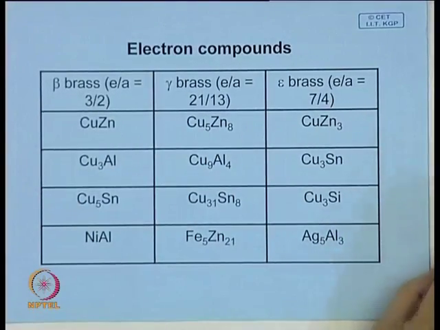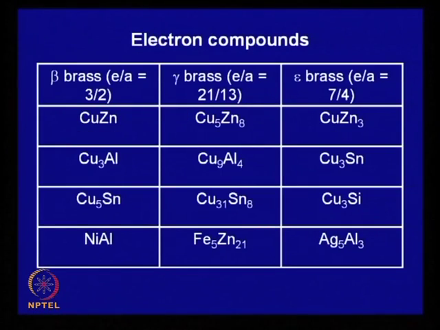Now, apart from this, we also talked about electron compounds. What are they? They do not follow the usual rule of valency, like CuZn. Copper usually has valency 1 and zinc has valency 2, but what has been found is that these types of compounds form at particular ratios of electron to atom ratio, which it is possible to calculate.